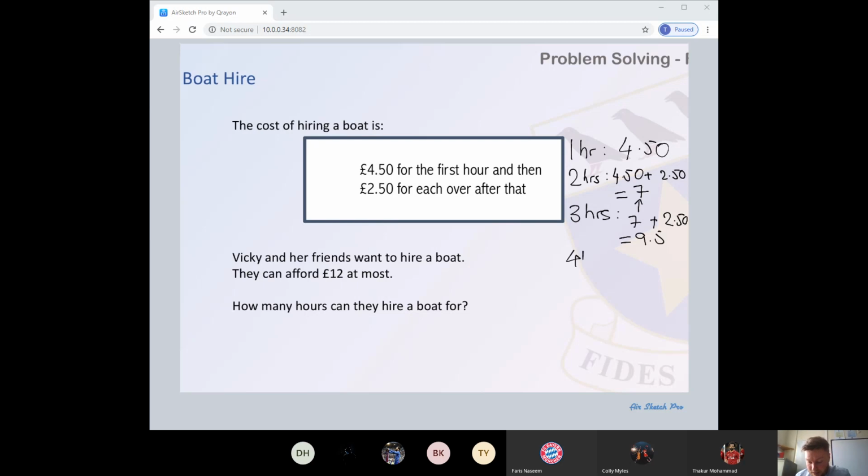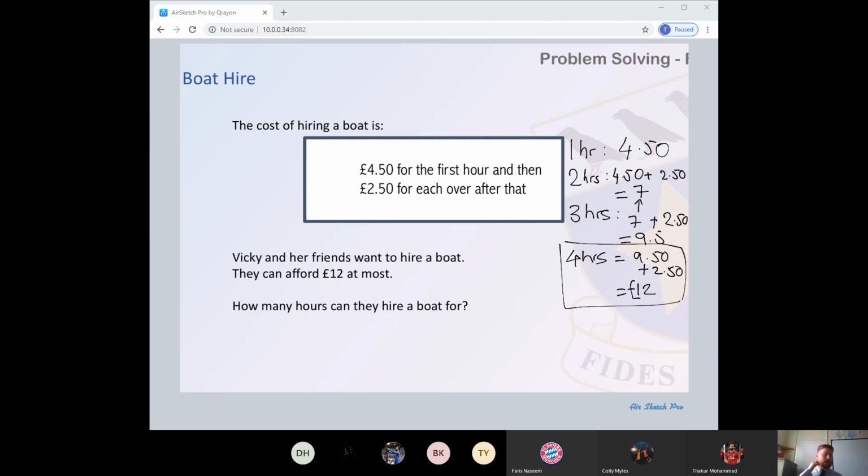For 4 hours, that's going to be our £9.50 that we're already at, and we just add on another £2.50, and that gets us to £12. And that is actually our limit. That's how much money they've got to spend. So 4 hours must be the amount.